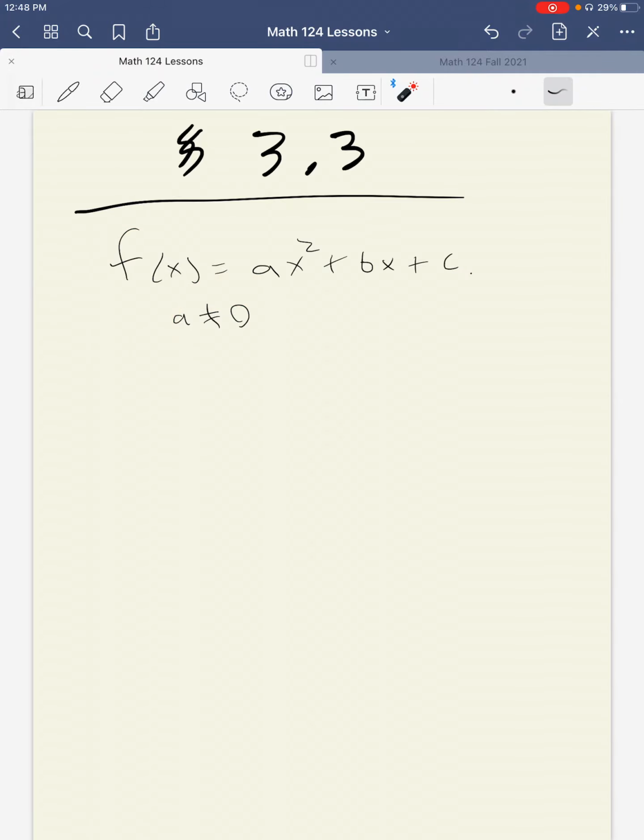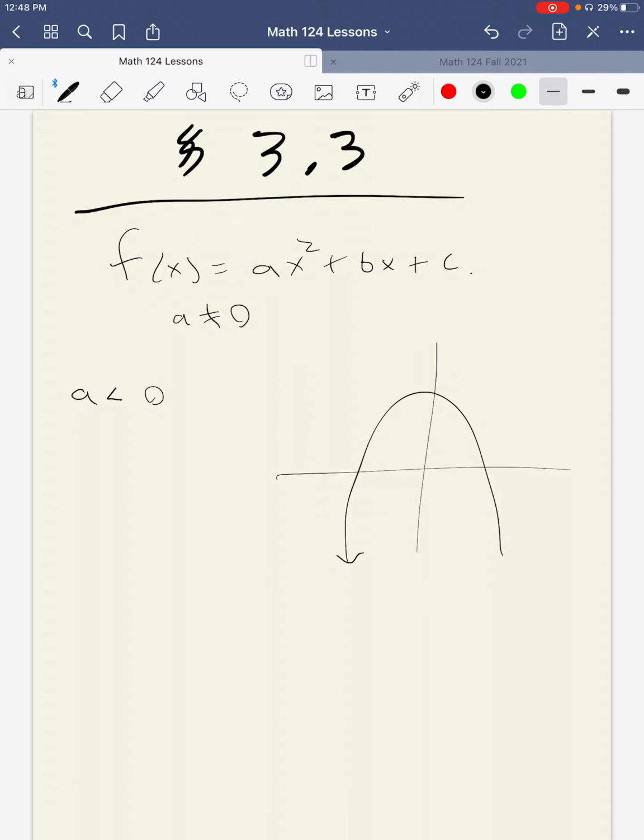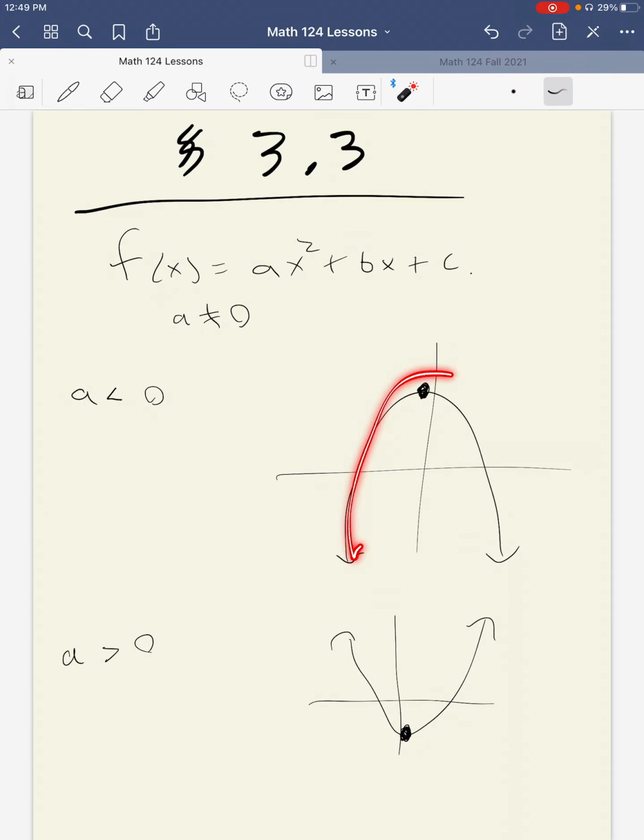is non-zero. Now, if a is a negative number, then the general shape of the quadratic will be pointing down in this fashion. If a is positive, it points up. Okay, now when I say the minimum and maximum of a quadratic function, I mean these points, either at the top of this mountain or the bottom of this sort of valley. So when a is negative, that's the case where we have a maximum. If a is positive, then it's a function that gives us a minimum.